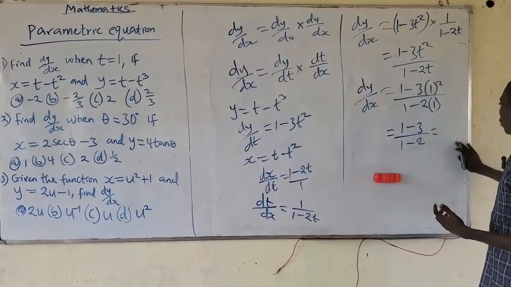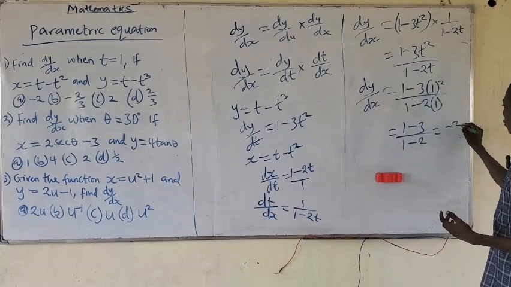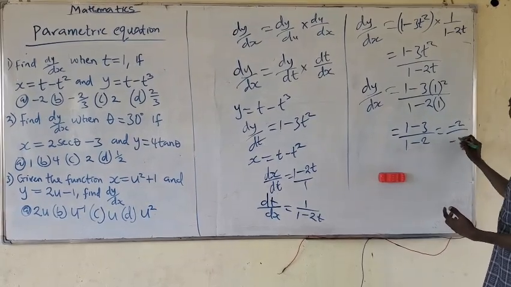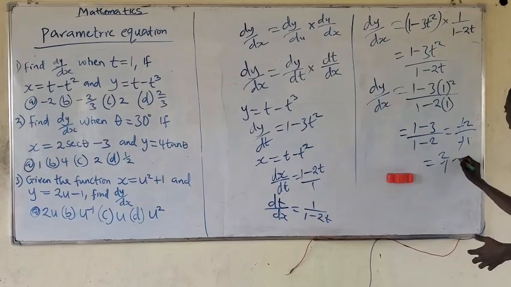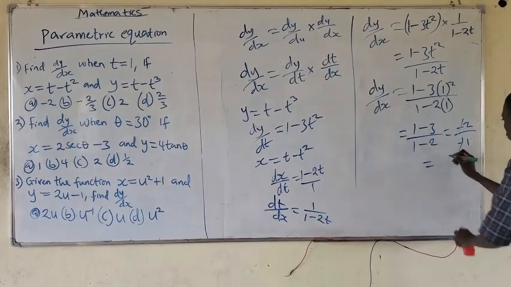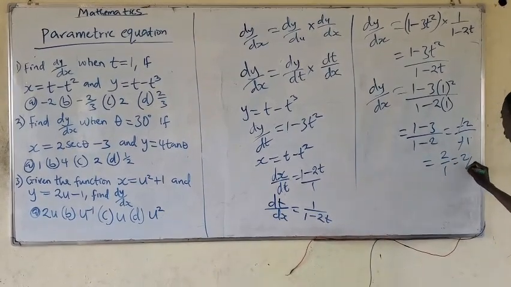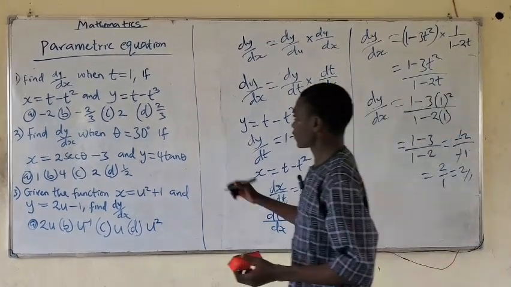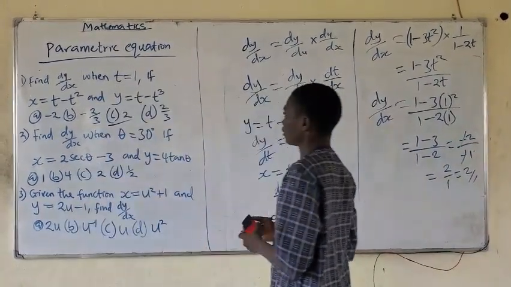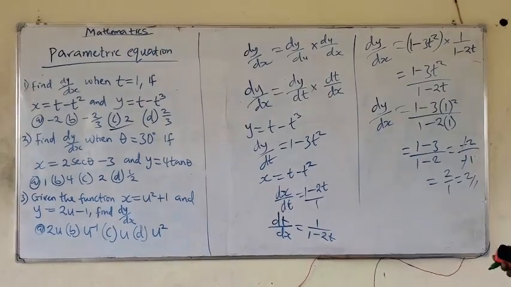So here we are now left with what? 1 minus 3 will give you minus 2, over 1 minus 2 will give you minus 1. So we are now left with what? Minus cancels minus, 2 over 1 equals to what? 2 over 1 equals to 2. So that is our final answer for number 1. Our correct answer there is option C. Option C.